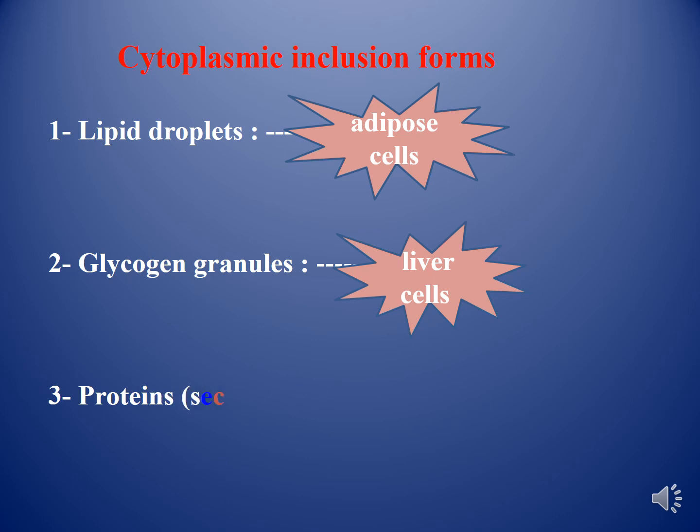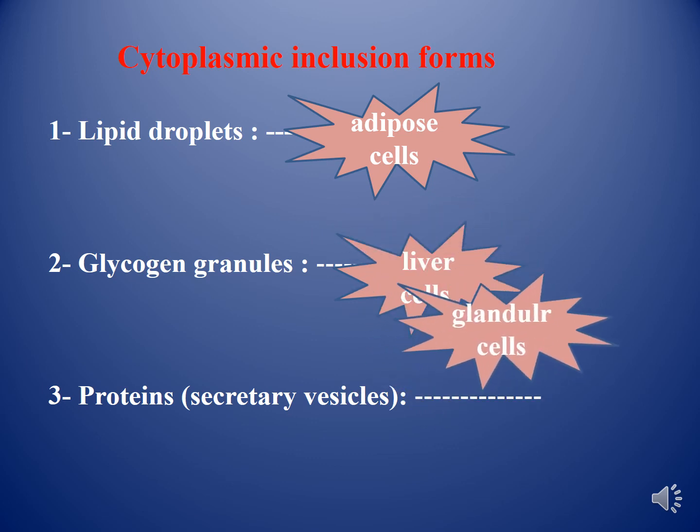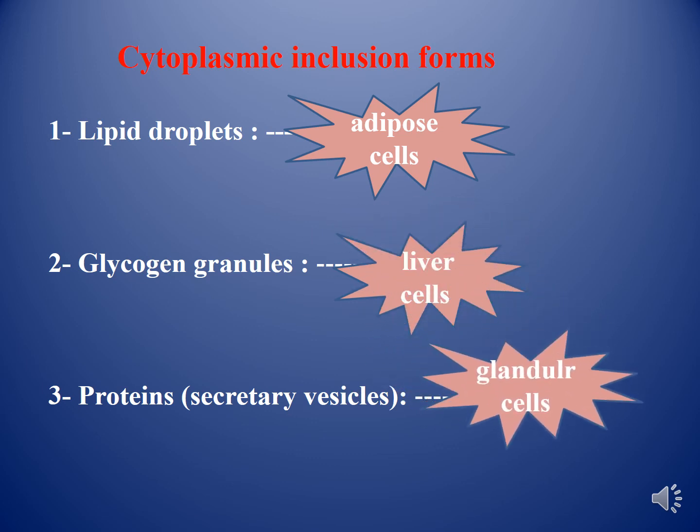Also the proteins, or secretory vesicles, which are found in glandular cells. In the secretory cells or glands, we also notice the cytoplasm is full of protein vesicles.